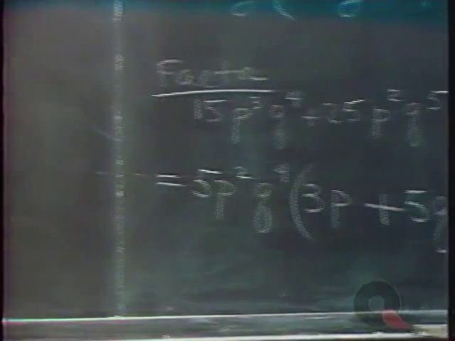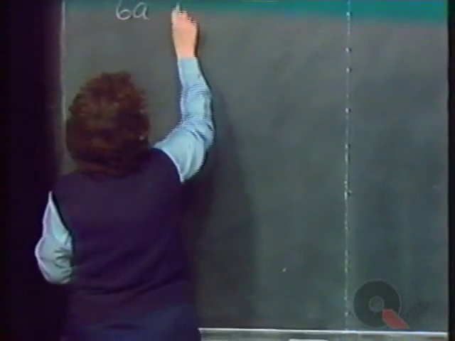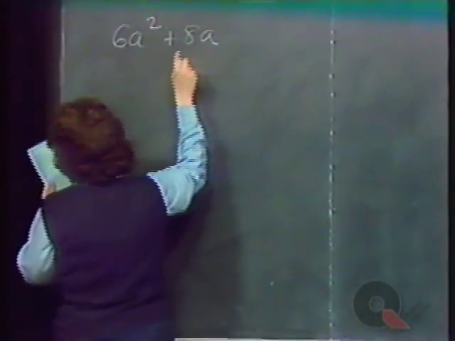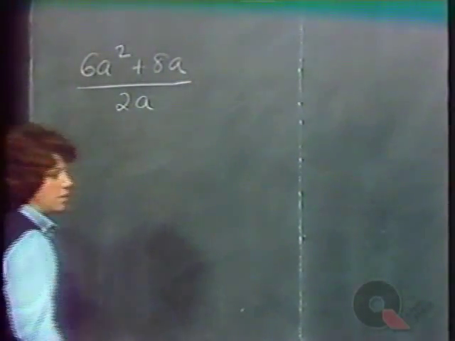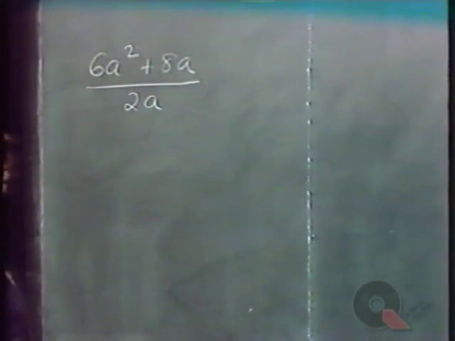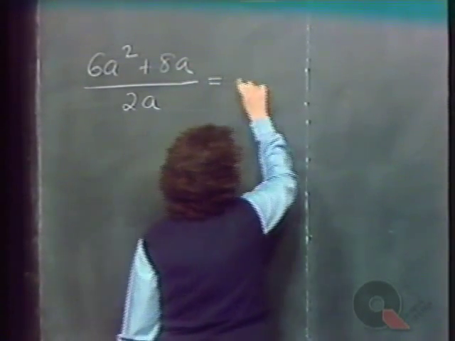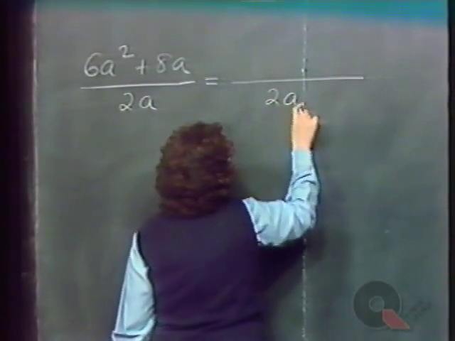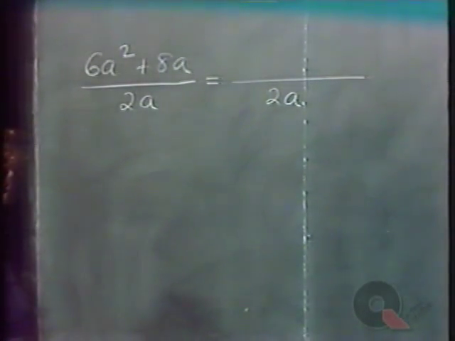Another popular question on the assessment test looks something like this. 6a squared plus 8a over 2a. There are two ways that you can do this problem. One way is to try to factor the numerator. Look for the greatest common factor and pull it out in the numerator.